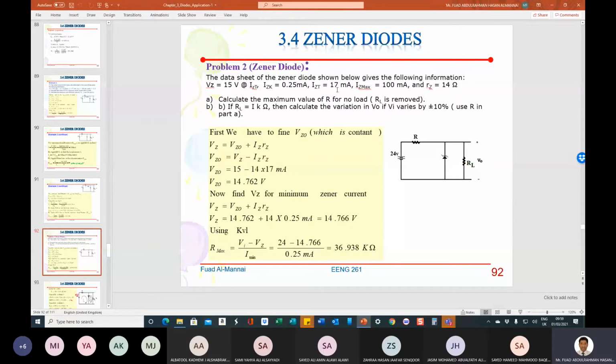This is from another, I think, yeah, from the same book, right? Because, you know, the data sheet is the same. So this one here is the same as before. The data sheet of the Zener diode shown below gives the following information: 15 volt for VZ at IZK. IZK is 0.25 milliamp. IZT is 17 milliamp. IZ max is 100 milliamp, and RZ equal to 14 ohms. Calculate the maximum value of R for no load. Okay, that means RL is removed.